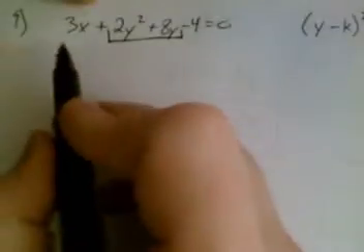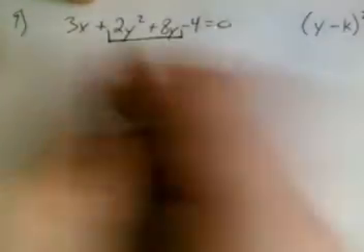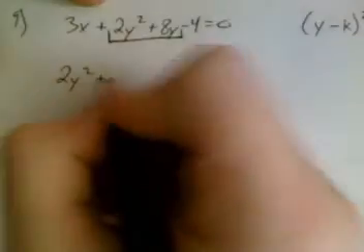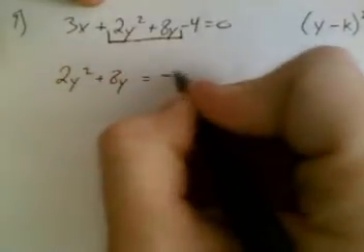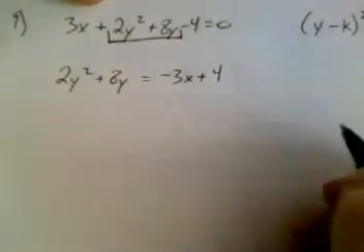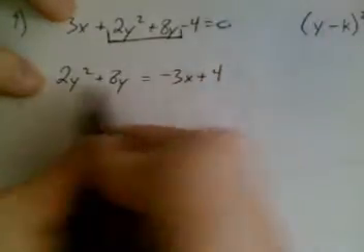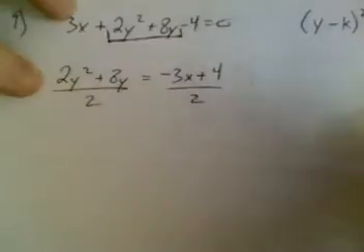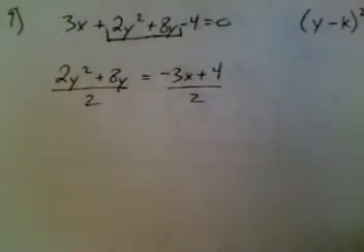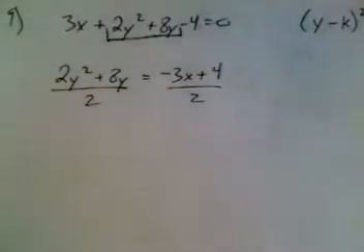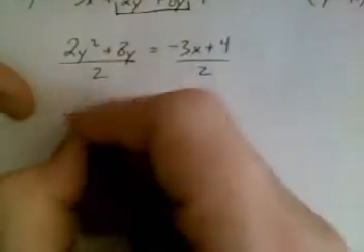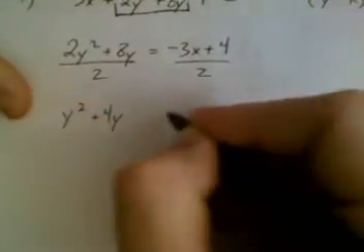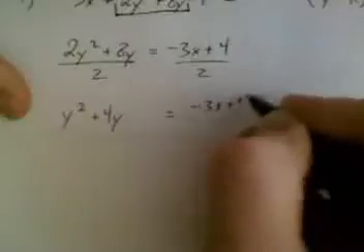First, what I'm going to do is subtract the 3x and add the 4 to both sides. So I have 2y squared plus 8y is equal to negative 3x plus the 4. The next thing I'm going to do is get the y squared term to be just y squared. So I'm dividing both sides by 2. Now this might seem like it's going to be a lot more work than it needs to be, but trust me, this will work better for us. So now I have y squared plus 4y is equal to this obnoxious looking thing on this side.